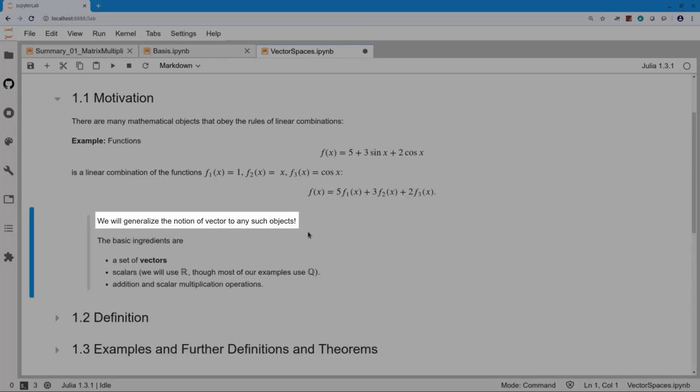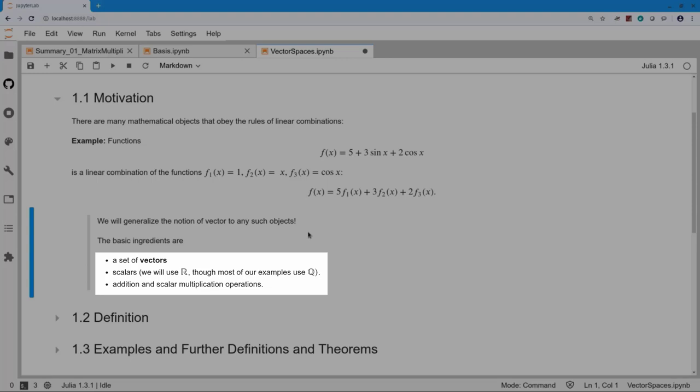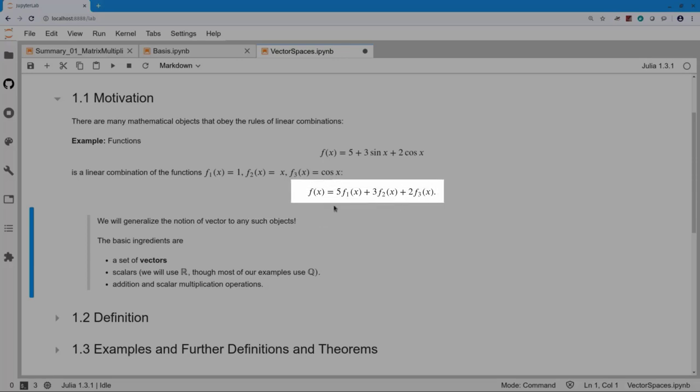So what we want to do is generalize the notion of vectors so that any objects that we can write linear combinations with are going to be captured by that notion. The basic ingredients are a set of vectors, whatever they happen to be, and the scalars that we multiply those vectors by in our linear combinations. We'll use R, even though most of our examples typically include the rational numbers instead. Yes, we could use other number systems, like complex numbers, but we won't go there. And finally, the addition operation and the scalar multiplication operation, so indeed we can write these vector spaces. What we want is rules so that we can manipulate linear combinations exactly the same way that we do with vectors in Rn.